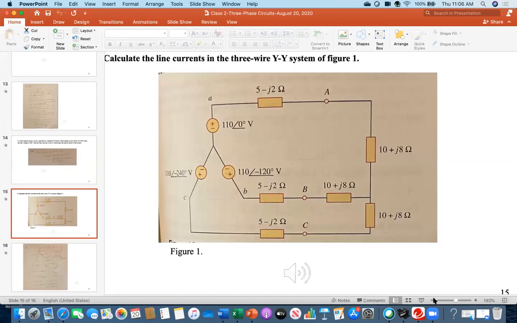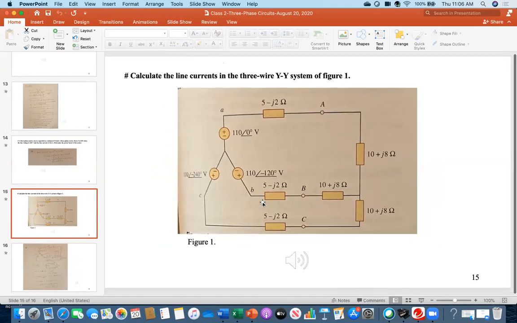Everybody see, this is another problem. Look at this diagram. What I am asking is: calculate the line currents in the 3-wire YY system of figure 1. On the left side is a 3-phase Y-connected source of 10 volts at an angle of 0 degrees, minus 120, minus 240. They are powering a load. This is again a Y-connected, balanced load. The impedance of each phase is 10 plus j8 ohms.